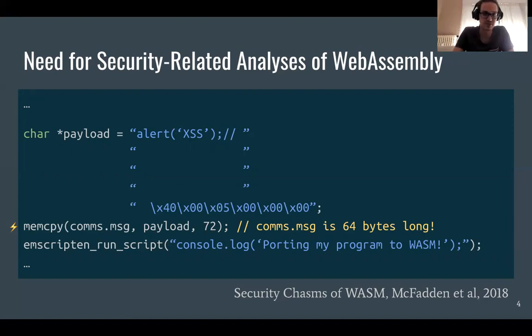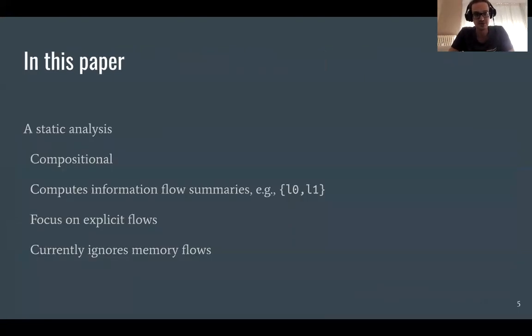As a first step towards that, what we propose in this paper is a static analysis that is compositional, so it analyzes each function in isolation from each other, and for each of these functions, it computes an information flow summary. For example, one of these summaries can be the following. This summary states that if you call a function with the summary, the return value that you get may contain information from L0, that is the first argument to the function, and L1, the second argument to the function.